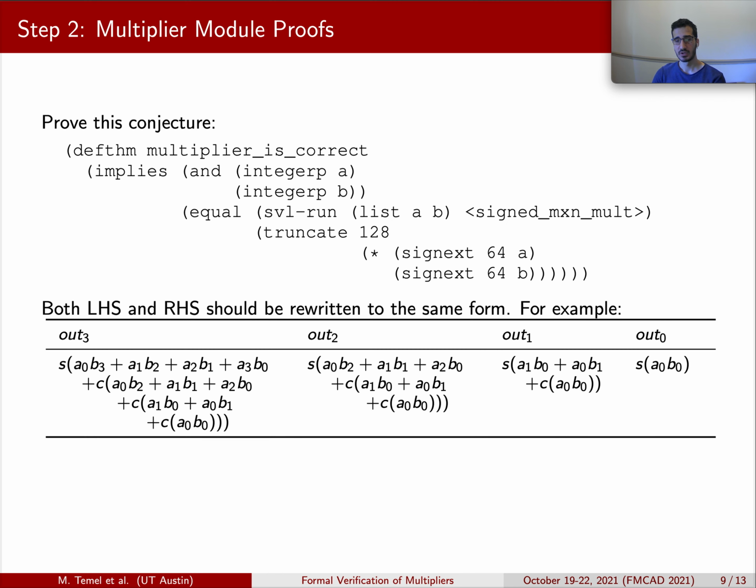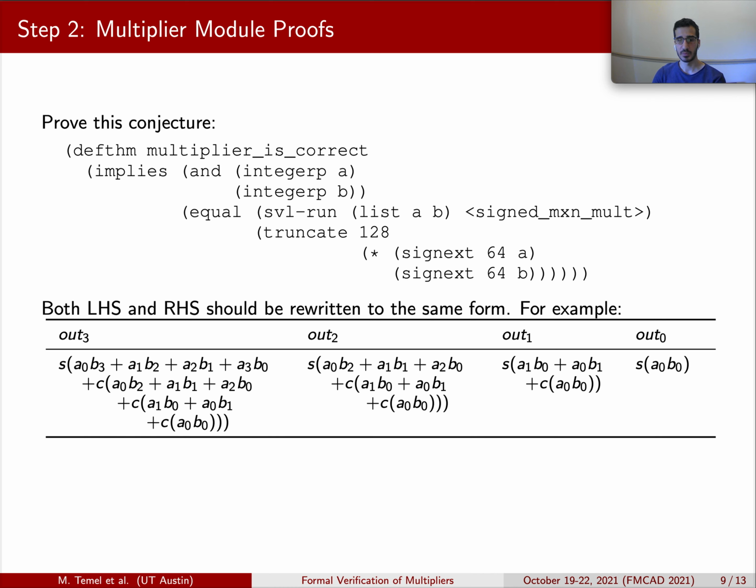After the adder modules, we can now start verifying the multiplier module itself. This is the example conjecture that I have shown earlier. Our goal is to rewrite both sides of the equality into the same form and conclude our proofs with a simple syntactic comparison of both sides. An example of this final form for each output bit is given on this table.